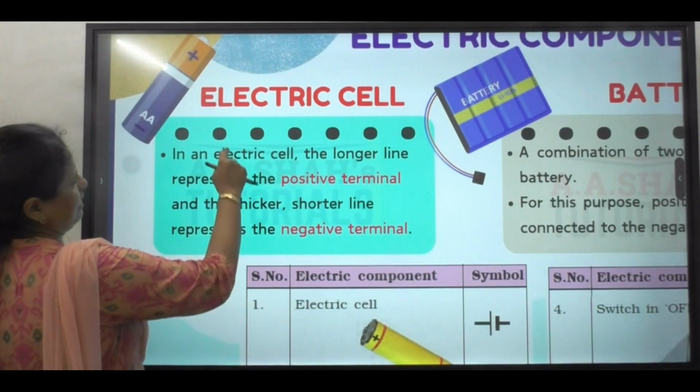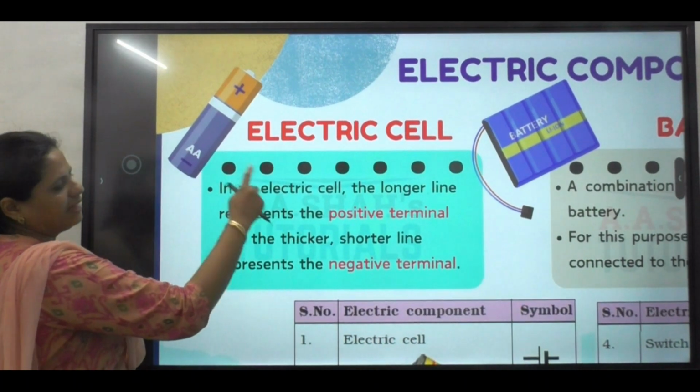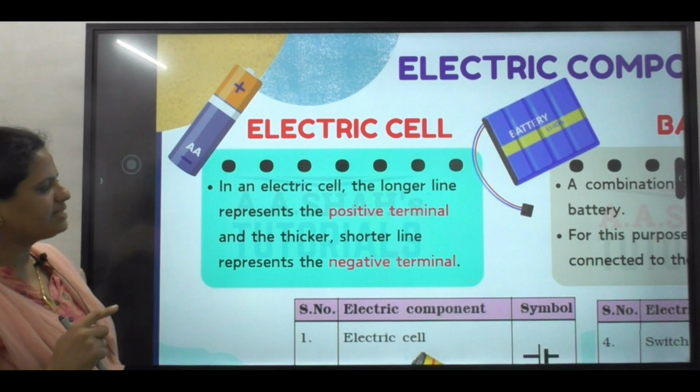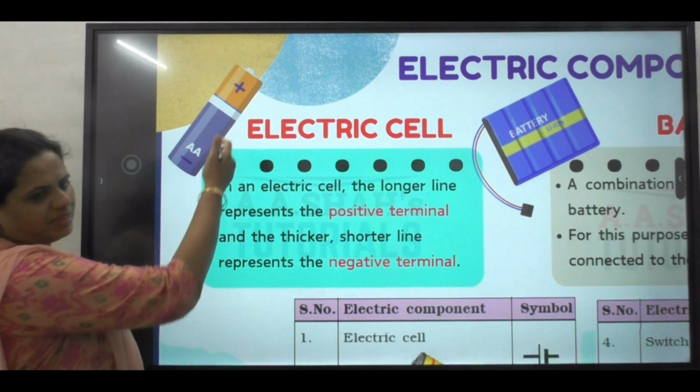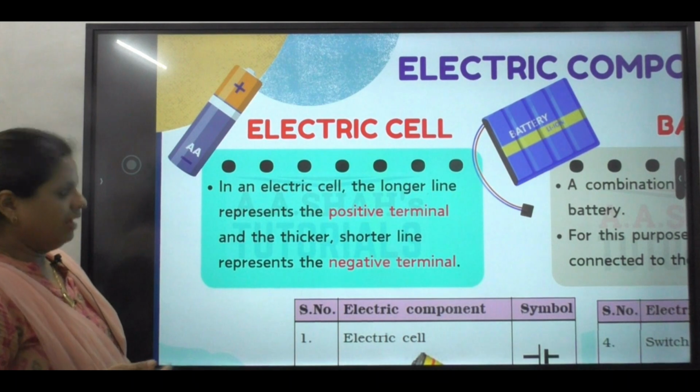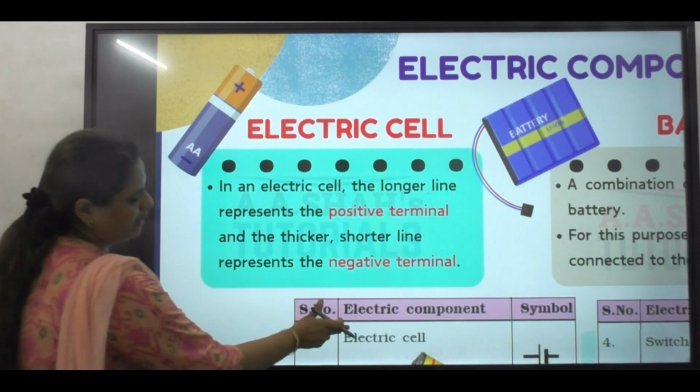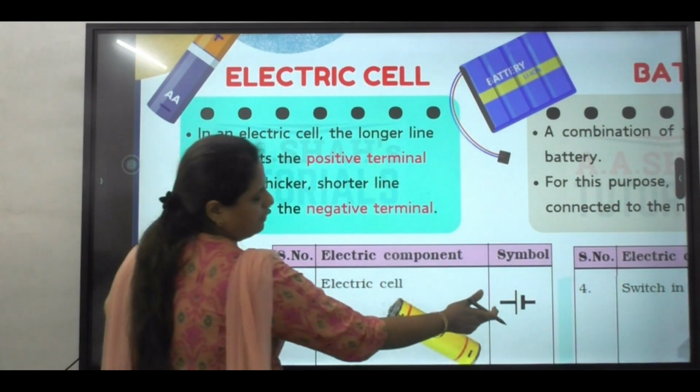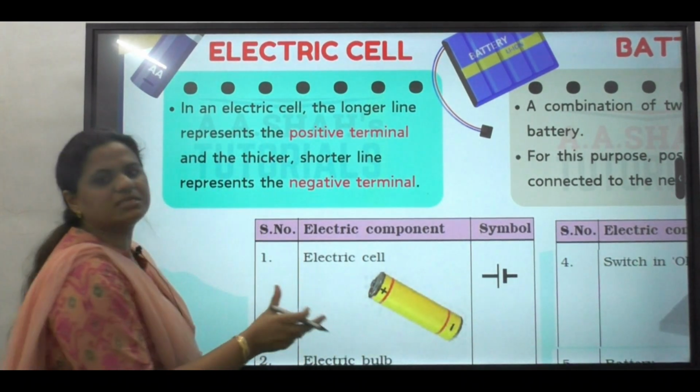In electricity, the most important part is the electrical components, the electric cell. You have always seen an electric cell. What is an electric cell? A battery. A battery is an electric cell. An electric cell is denoted by this symbol. Can you see this symbol? This symbol denotes a battery.